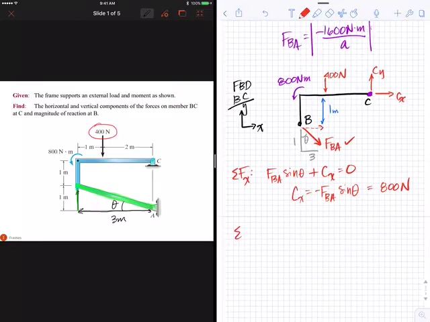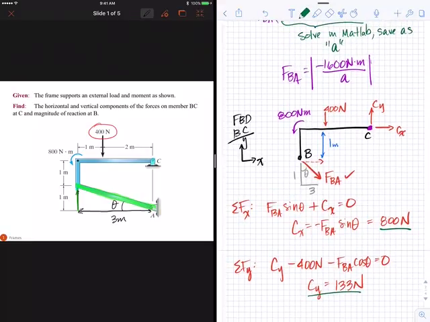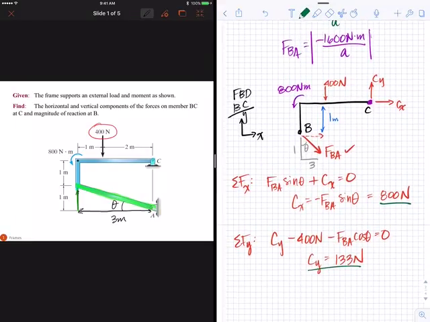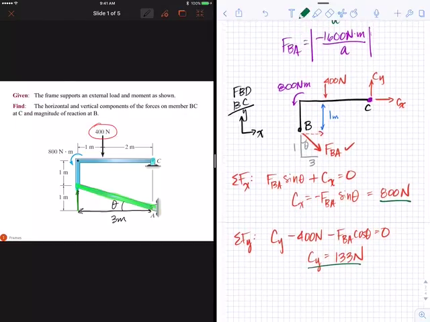And now sum of forces in Y. We have Cy going up, minus the 400 coming down, minus FBA cosine theta equals 0. And so then you should solve for Cy equal to 133 newtons. Now those two are positive numbers, our directions are correct, so you'll go ahead and continue with putting the positive numbers into Prairie Learn. Okay, and that's how you solve that problem.